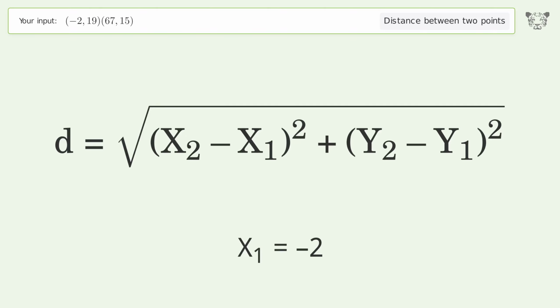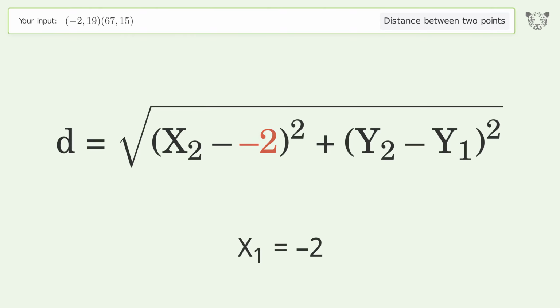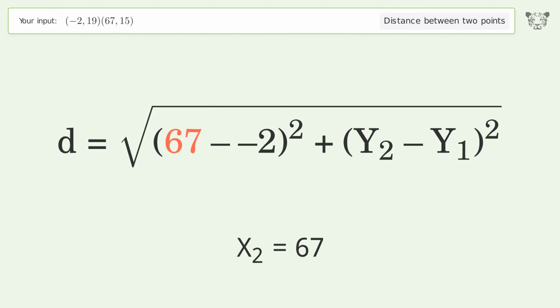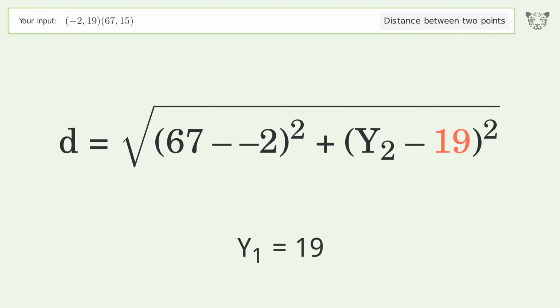x1 equals -2. x2 equals 67. y1 equals 19. y2 equals 15.